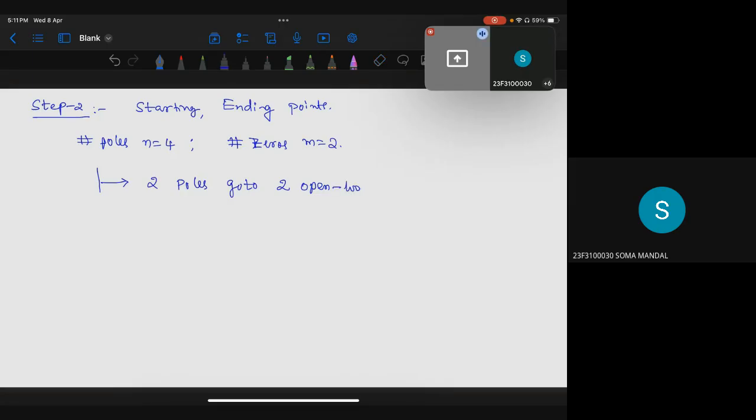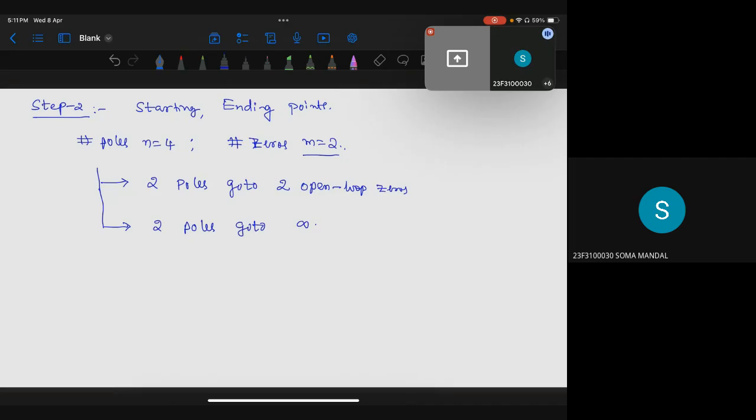We have to find the asymptotes, that is 4 minus 2, equal to 2. Then we will say that two poles go to the two open loop zeros. We are first checking how many zeros we have, and that many poles will go to those zeros. The remaining two poles out of the four poles go to infinity. Sir, what if there is one zero?